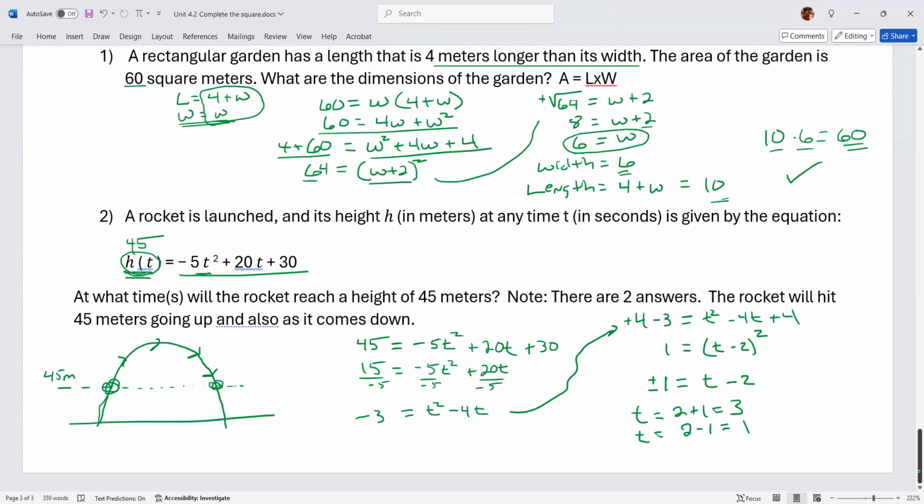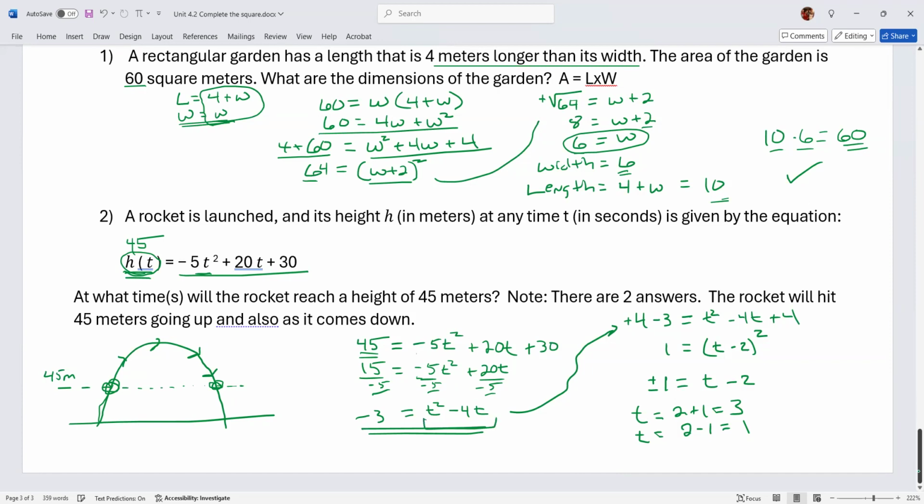So when I substitute 45 in for the height, again, I want this to be in such a way that I can solve this using completing the square. So let me get rid of this 30 by subtracting 30. So 45 minus 30 is 15. Now I have to get rid of this negative 5 coefficient in front of the square term. So I'll divide everything by negative 5. So here's the three divisions, and that results in this quadratic.